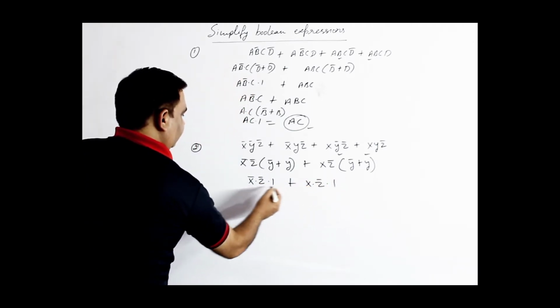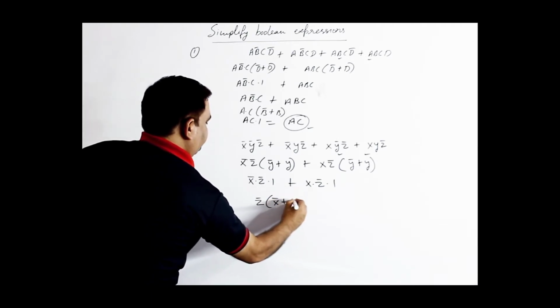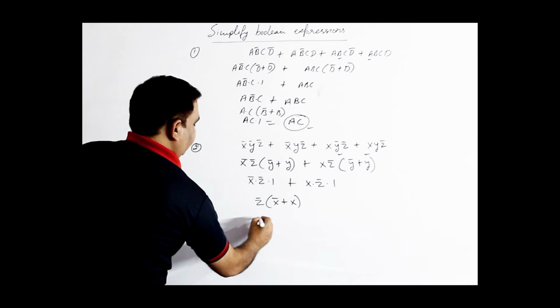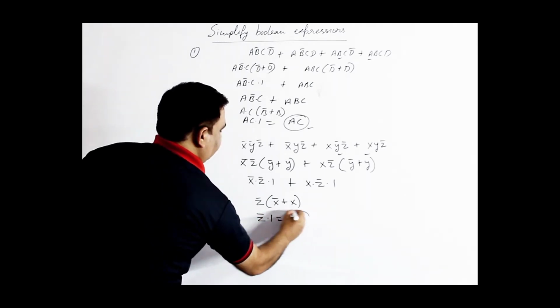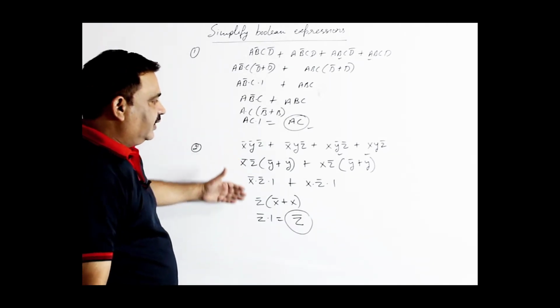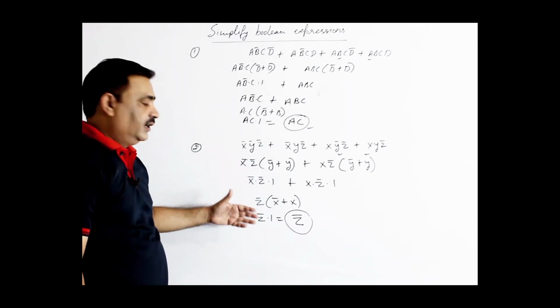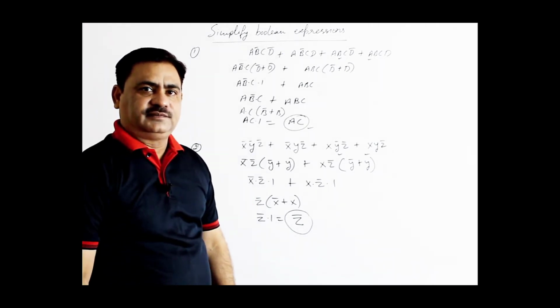Now, take again common, you can see z complement is now common, x complement plus x inside, which will be again 1, x z complement dot 1 equal to z complement. This is the final answer. So, in such a way we can apply the laws and we can reduce any Boolean expression.